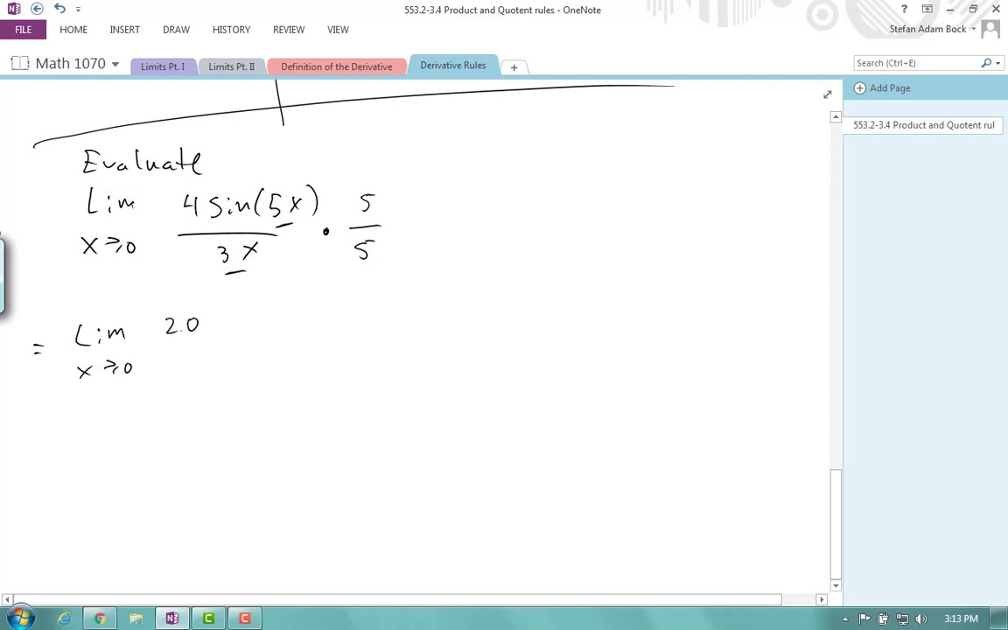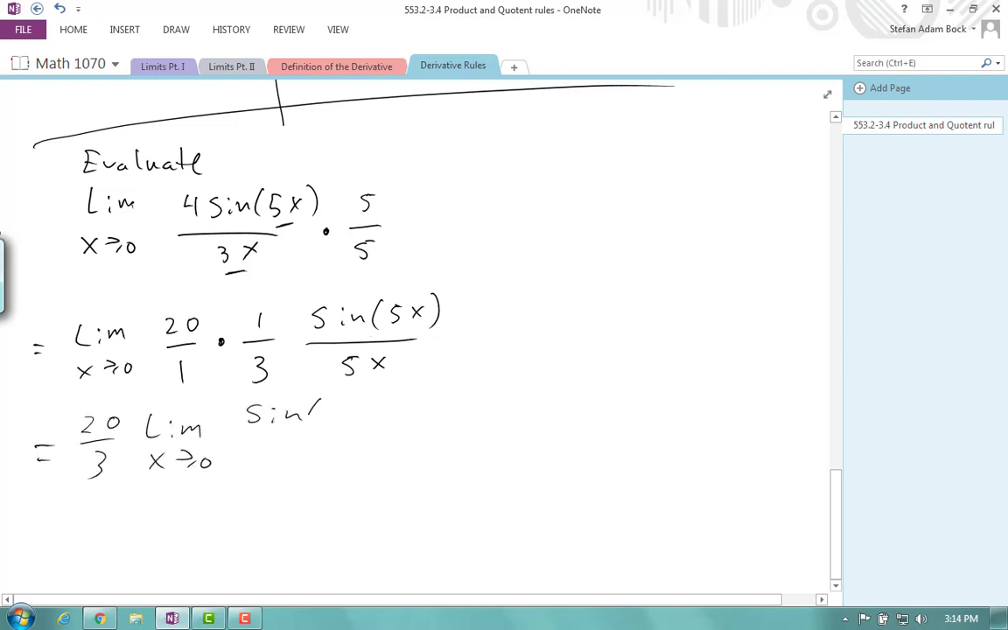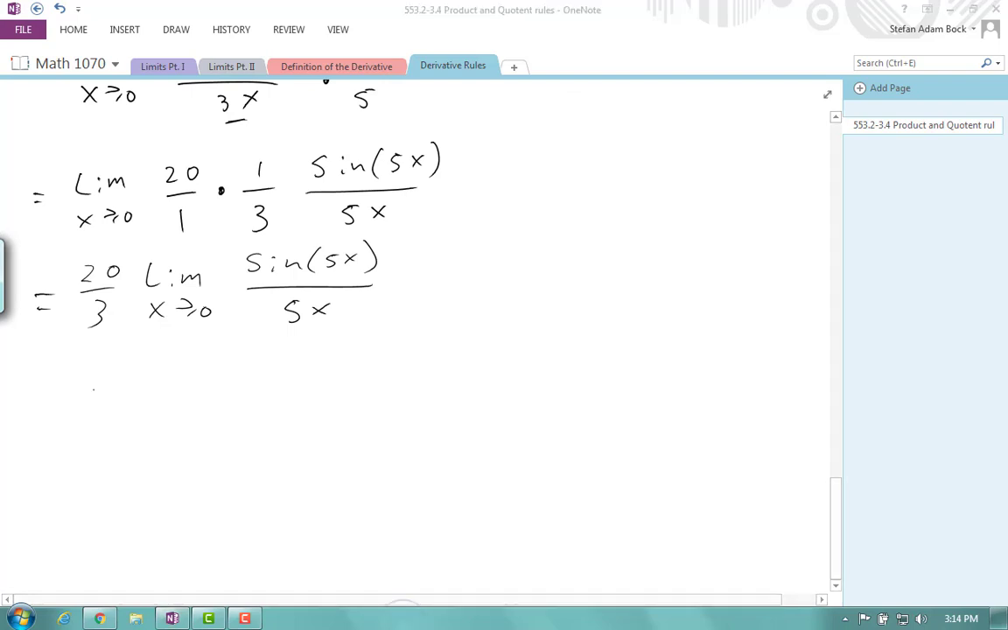I'll have a 4 times 5, so I'll have a 20 over 1. We'll just set that out front. I'll have a 1 over 3, because that's the extra 3 on the bottom that I don't want to deal with. Then I have sine of 5x divided by 5x. That's what's left. These constants come out to the front of the limit, and I'm just left with this guy here. I'm allowed to say this limit is automatically 1, but the reasoning for that is there's a little change of variable that happens here.